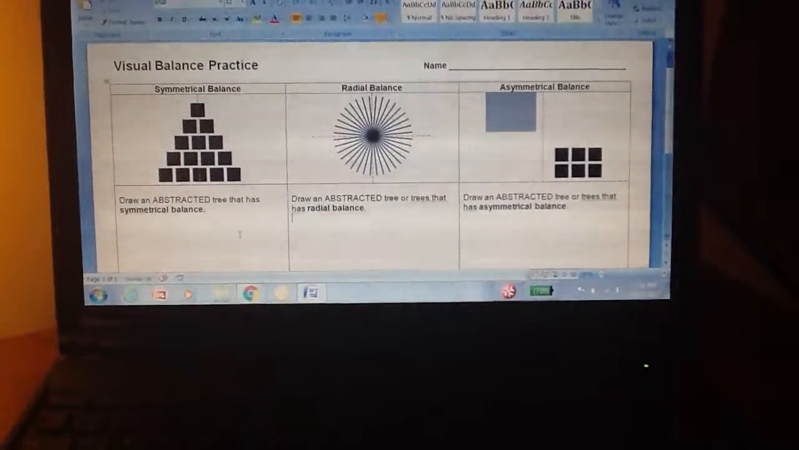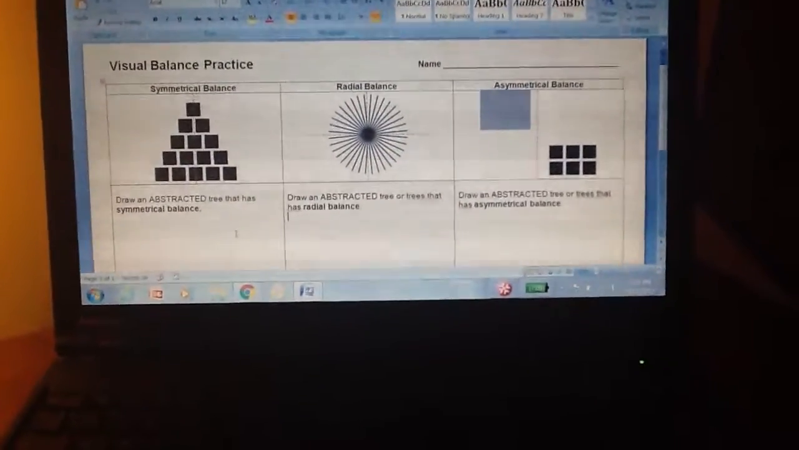And remember, these are abstracted. They do not or should not look real.